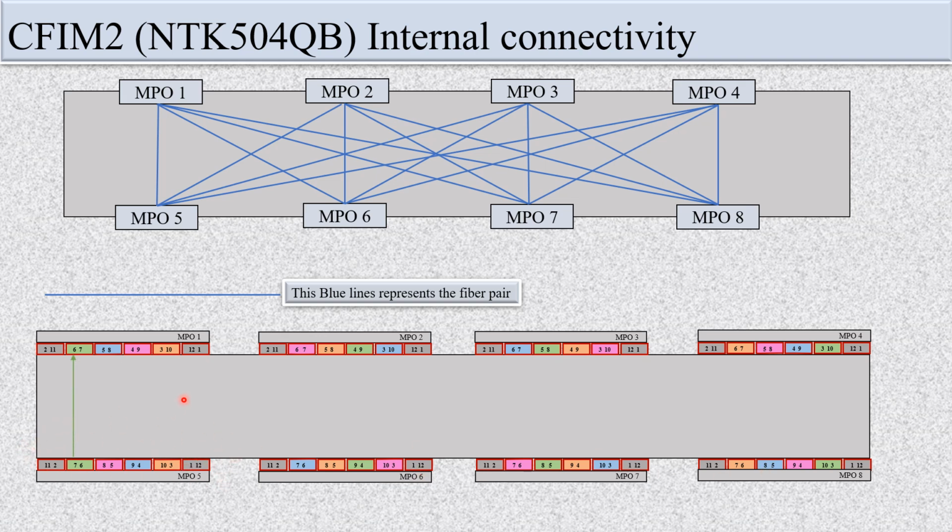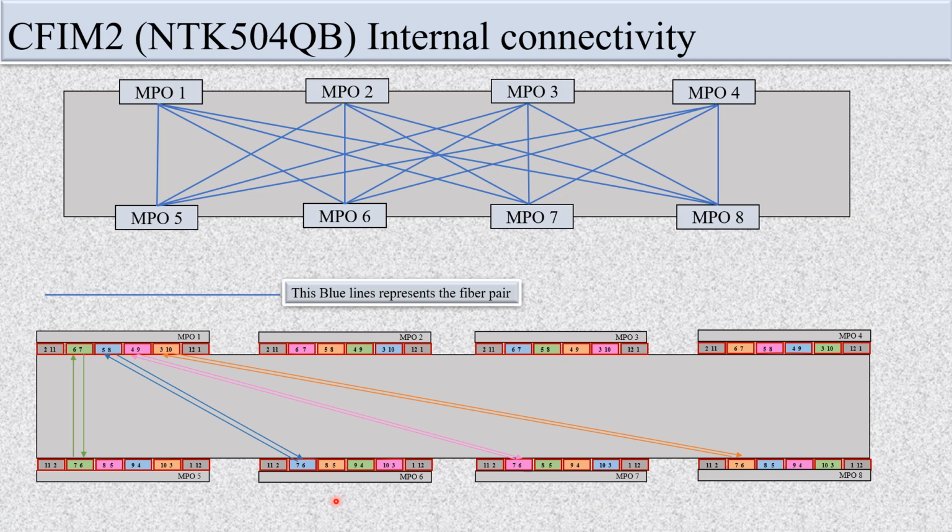So let's see. You can see 7 out, 6 in, 7 out, 6 in. Now this fiber number 8 out is connecting to 6 in. You can say 8 is connected to 6 internally. This fiber is connected with this fiber. In the same way, 7 is connected with 5. 4 is connected to 6, and 7 is connected to 4. In the same way, 10 is connected to 6 and 7 is connected to 3. So now you can see MPO 1 is connected to MPO 5, 6, 7, 8.